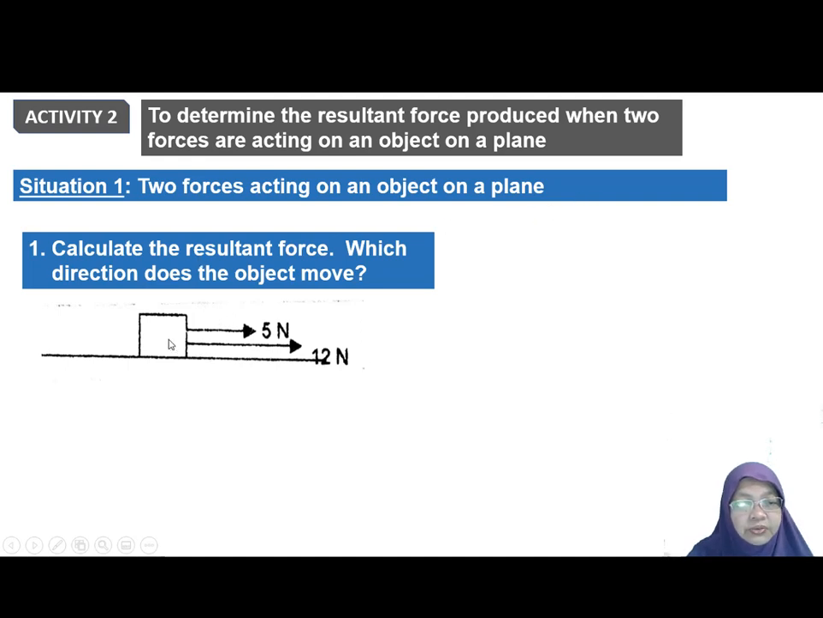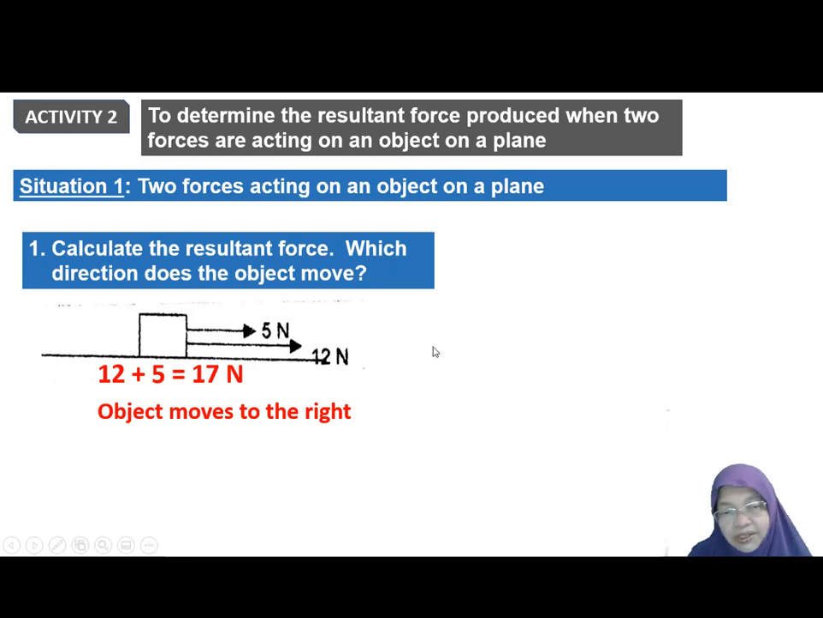Same direction. So we have two forces, 5 Newton and 12 Newton. Calculate the resultant force. Which direction does the object move? So 5 to the right, 12 to the right. So same direction, we add up: 12 plus 5 equals 17 Newton. As a result, the object will move to the right. Definitely it will move to the right.